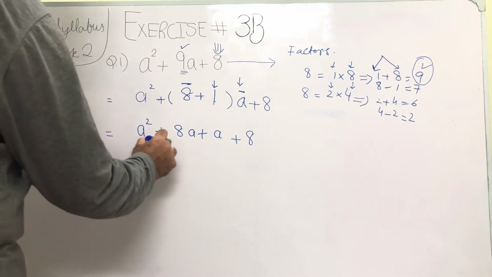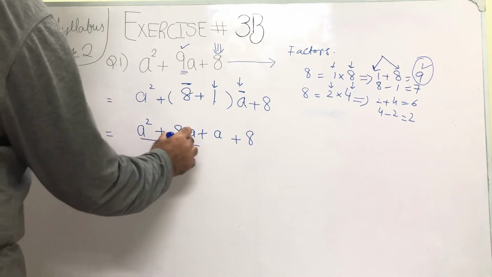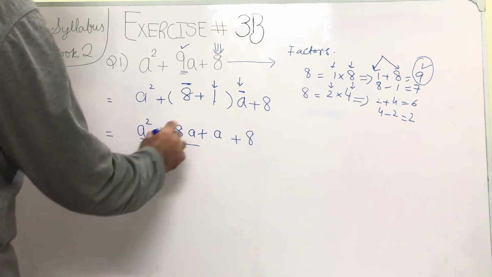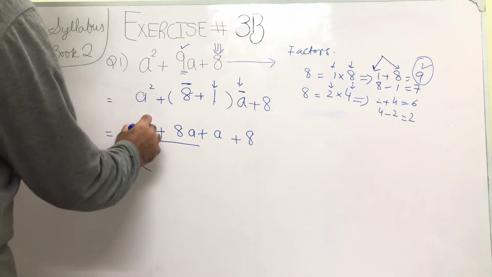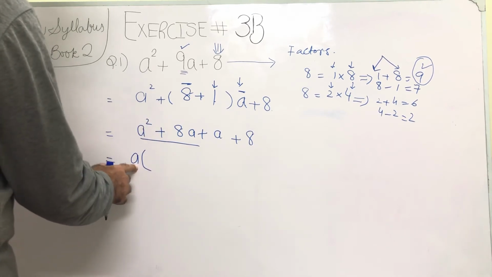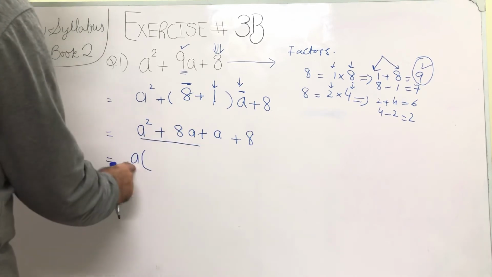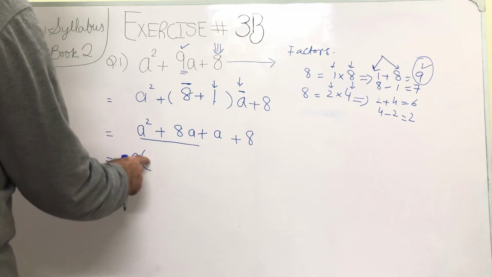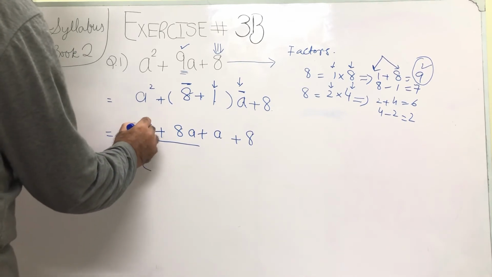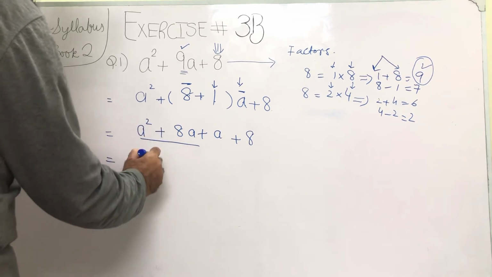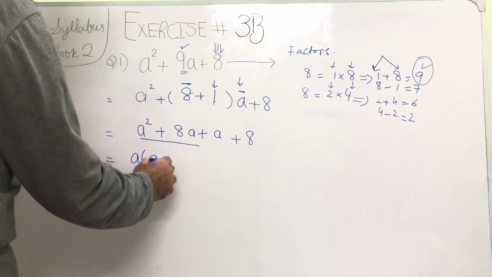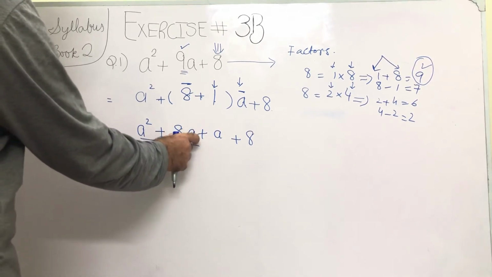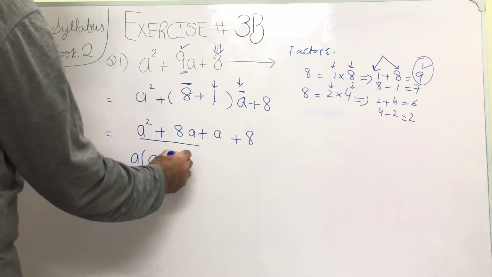Now we will take common from this a square plus 8a. You know that if we take a common in these two, we will put a bracket. A square, basically you are dividing these two with a. How? A square over a becomes a. So when we take a common, it will become only a plus this 8a. If you take a common outside, it remains 8. Okay.